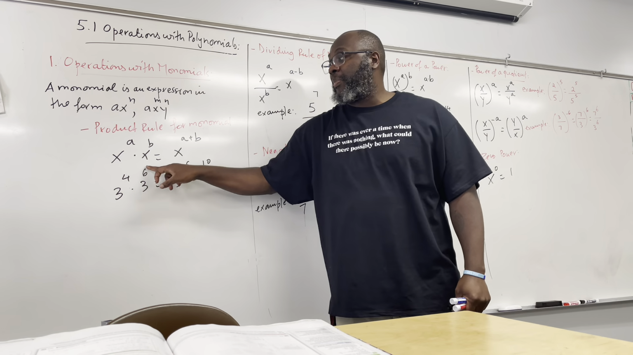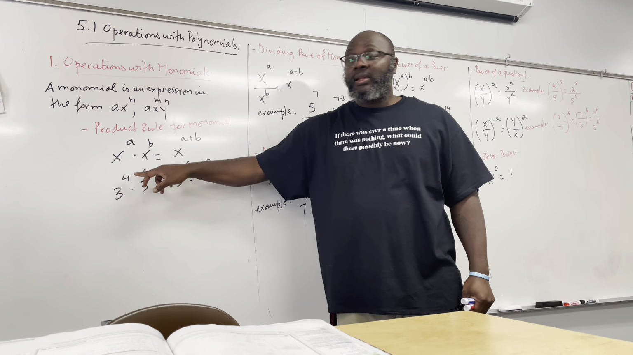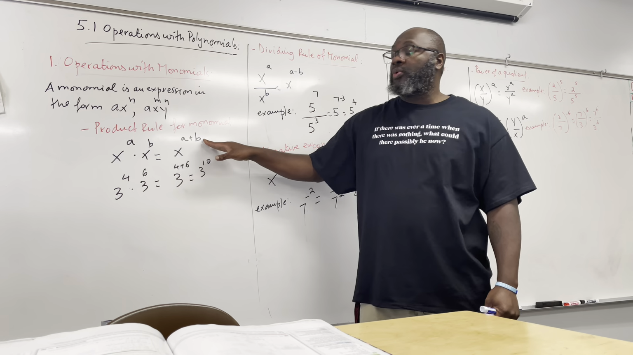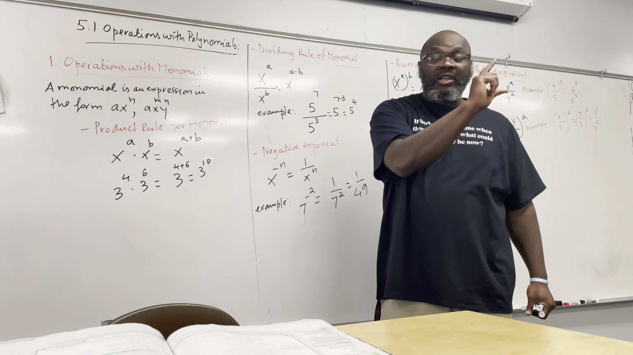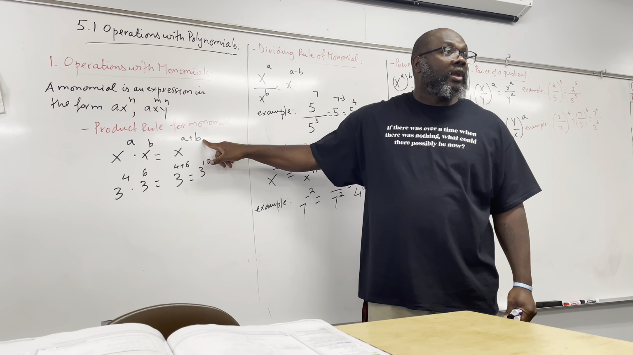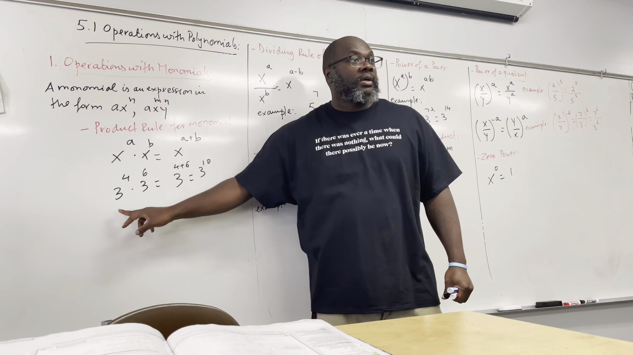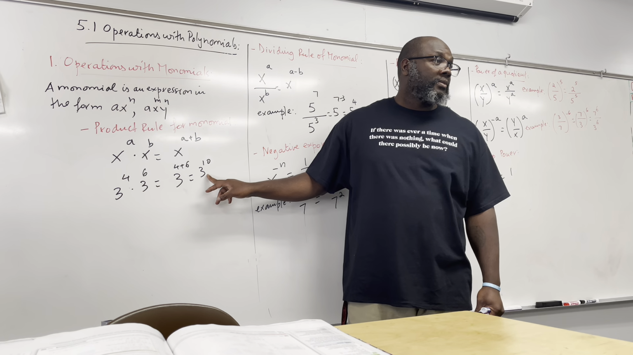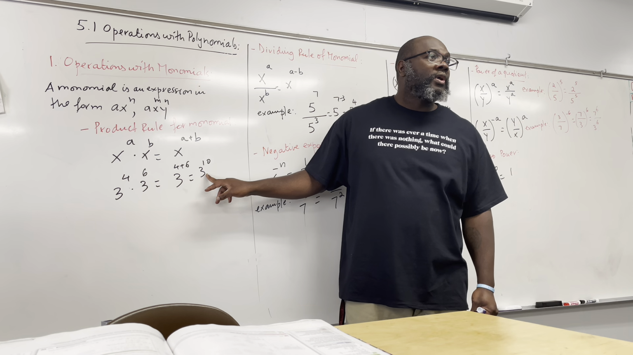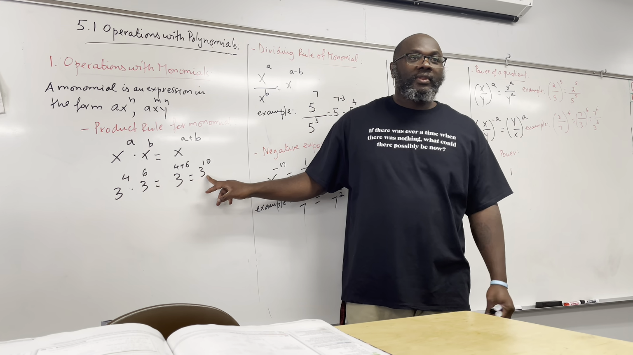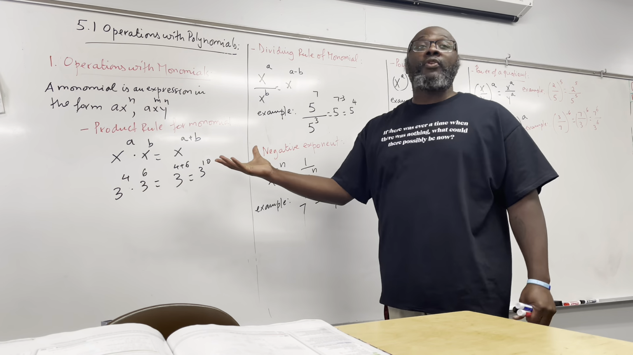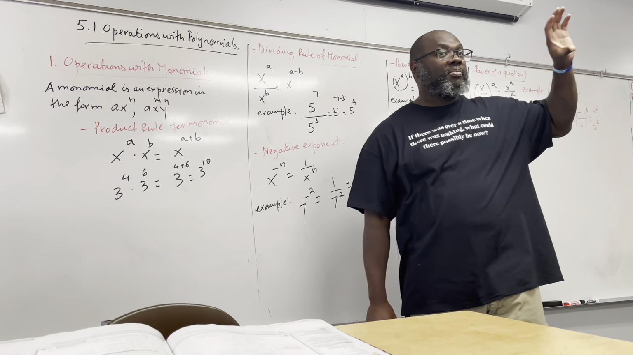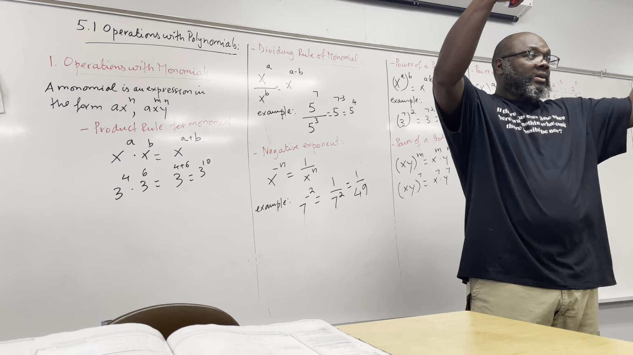We have the same base. The base is x and x. This is x to the a times x to the b. Because the base is the same, you make it one single expression and then add the exponents. Example, 3 to the 4 times 3 to the 6 is equal to 3 to the 4 plus 6, which is 3 to the 10. You did that before? All right, that's the product rule for monomials. So x to the 5 times x to the 6 is x to the 11. As long as the base is the same, you add the exponents.